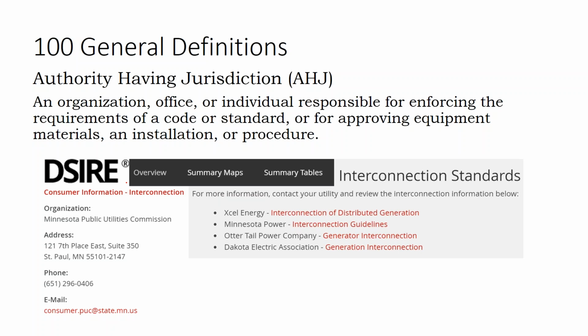So then we get into the authority having jurisdiction: an organization, office, or individual responsible for enforcing code. If you're unfamiliar with your authority, or who to contact when developing a project, you can always go to the DSIRE website, look up your interconnection standards, and it'll refer you to the major investor-owned utilities' contact information and your state public utility.